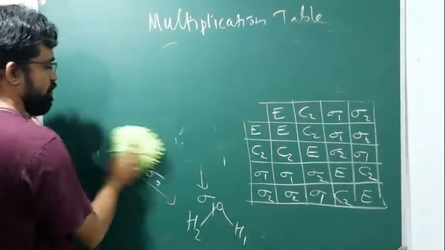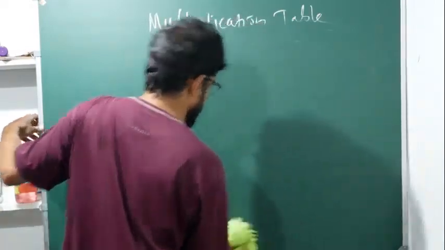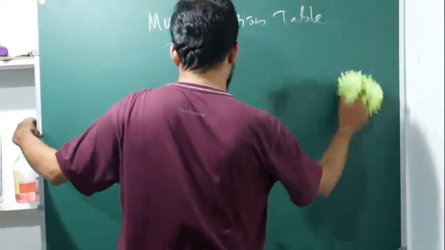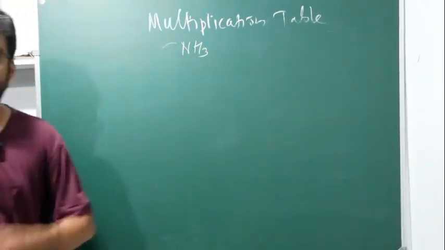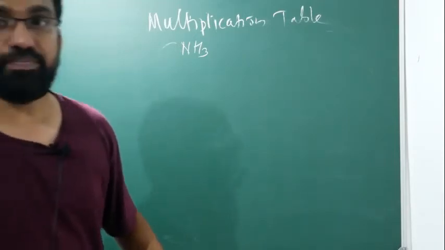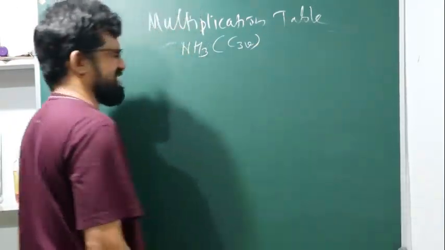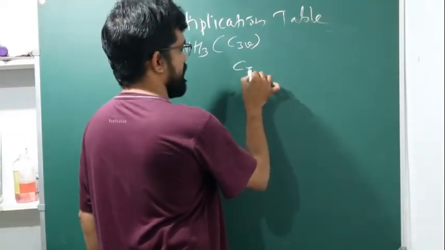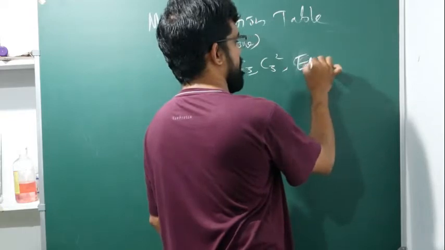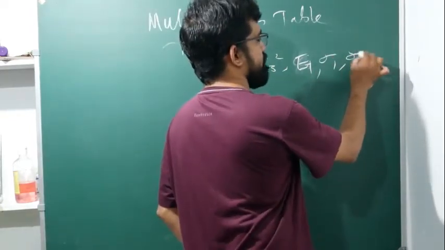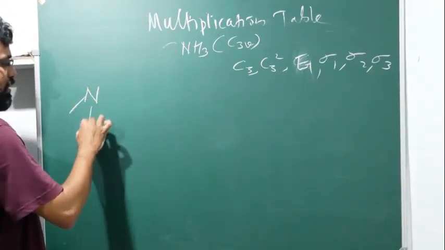Now, the group multiplication table for NH3. This is not that easy. So it is C3V, right? What are the symmetry elements? C3, C3 square, C3 cube, that is E, then sigma 1, sigma 2, sigma 3. I am writing my NH3 molecule.